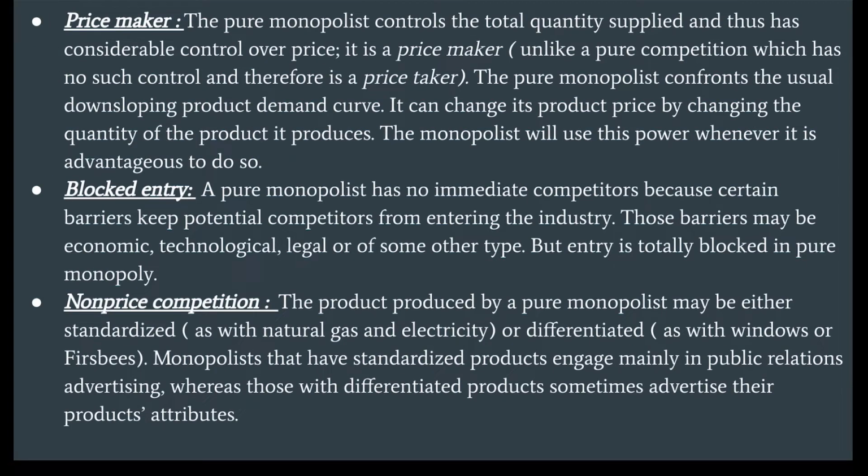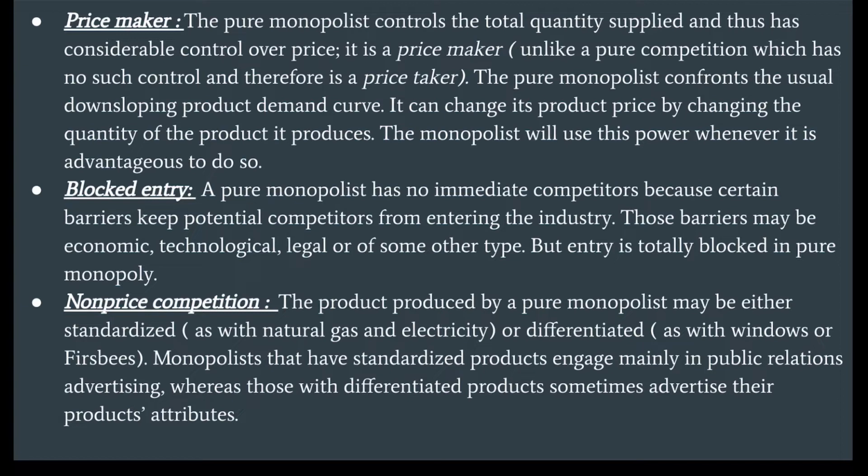Price maker. The pure monopolist controls the total quantity supplied and thus has considerable control over price. It is a price maker, unlike pure competition, which has no such control and is therefore a price taker. The pure monopolist confronts the usual downsloping product demand curve. It can change its product price by changing the quantity of the product it produces. The monopolist will use this power whenever it is advantageous to do so.